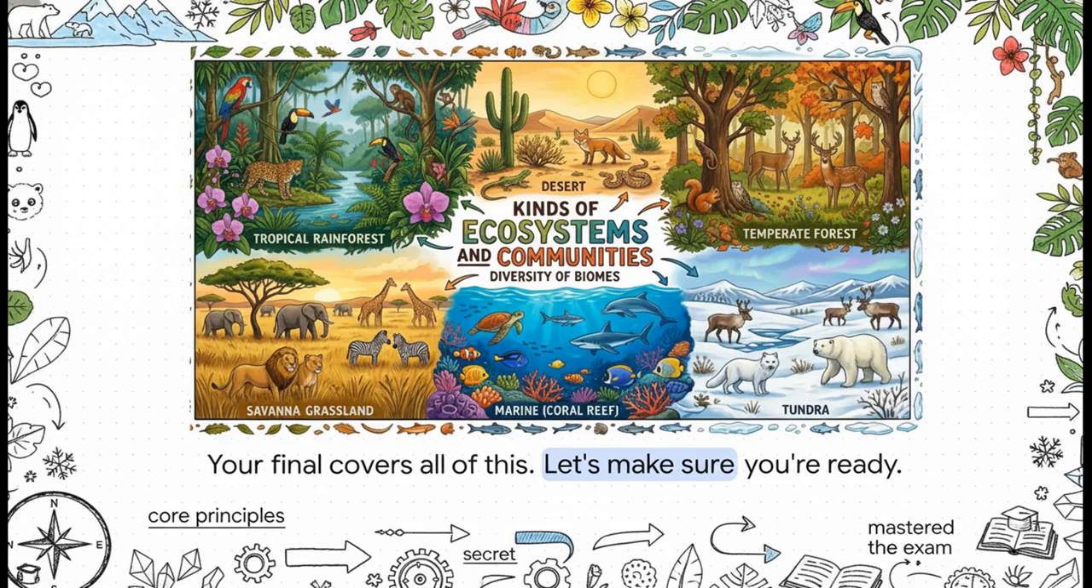So, I know it can feel like a lot, right? You're trying to memorize everything from the freezing tundra to a steamy rainforest. But here's the secret, the key to the whole thing. Every single one of these ecosystems, no matter how different they look, is built on just a handful of core principles. If you can master those, you're golden for the exam.